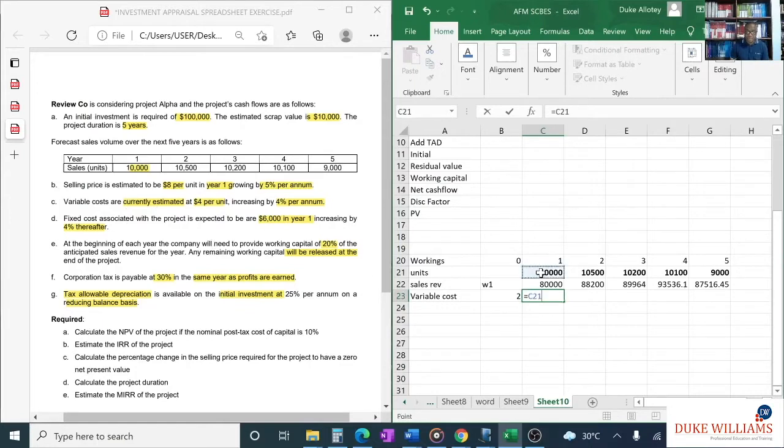So I take the units. This time I multiply by 4, and I'm multiplying by 1.04. Okay, but then I'm raising that to the power of the number of years there, because it is currently 4. So then that gives me 4.16. Now this is it. So yes, this is where I got that from.